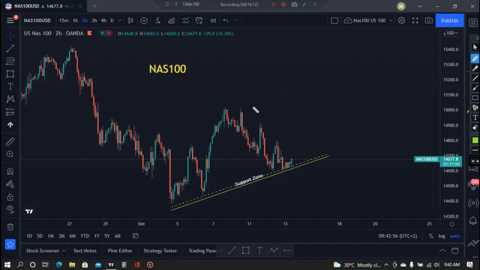Maybe those who sell were going to sell around this area, but I'm not going to do that at the moment. Why? Because I see that the market is on a very nice bullish momentum.